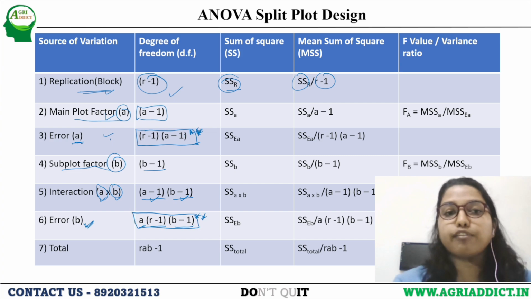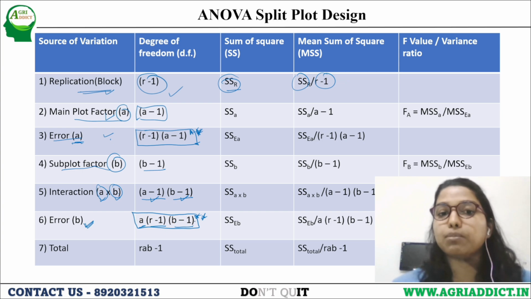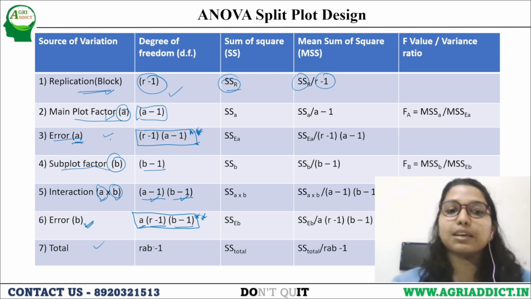These are the error degrees of freedom: main plot error degree of freedom, subplot error degree of freedom, and interaction error degree of freedom. For subplot and interaction, the error degree of freedom will be the same, that is A into R minus 1 into B minus 1. Total degree of freedom will be the same as in previous designs, R A B minus 1.